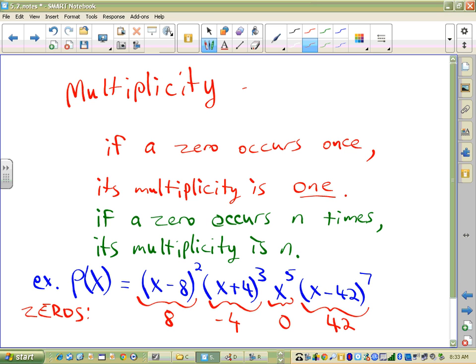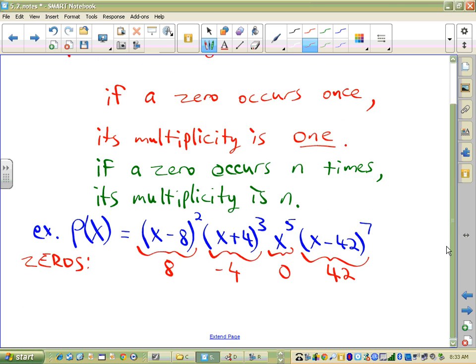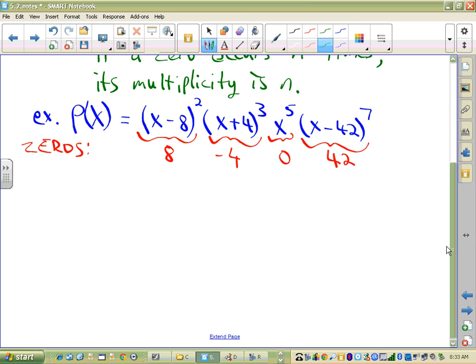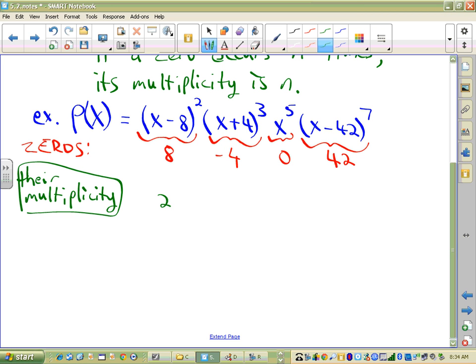Everybody all right so far? So let's look at their multiplicities then. I said their multiplicities, T-H-E-I-R. Their multiplicity. In other words, the multiplicity of each one of those zeros. The first one is 2. Do we see where that comes from?